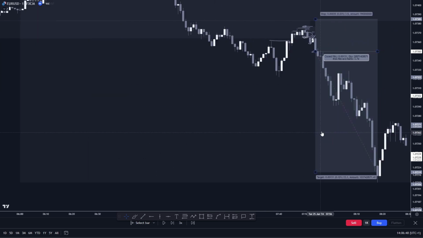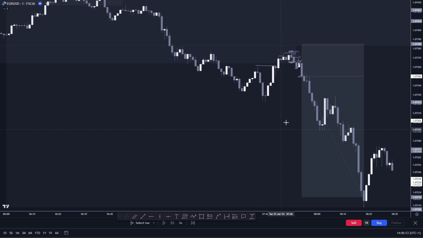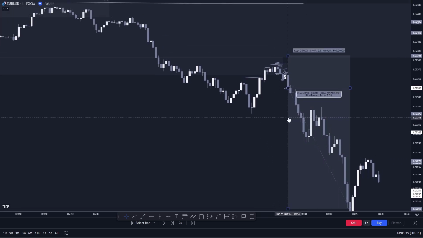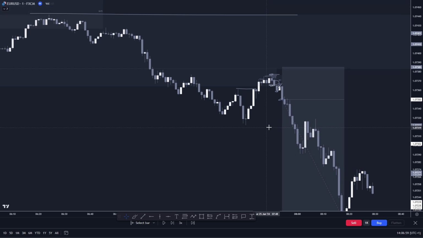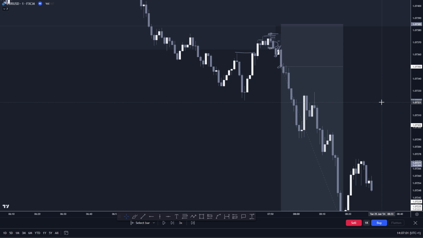Took partials of this area, and it was a total of 3.74%. So that was a beautiful trade. You can definitely go ahead and study this if you want to, guys. 25th of June, Tuesday, just before 8 o'clock as well. So again, you got market timing behind it as well.